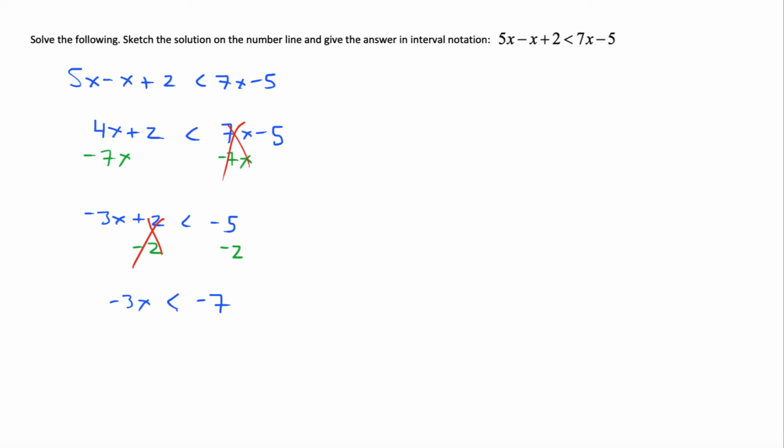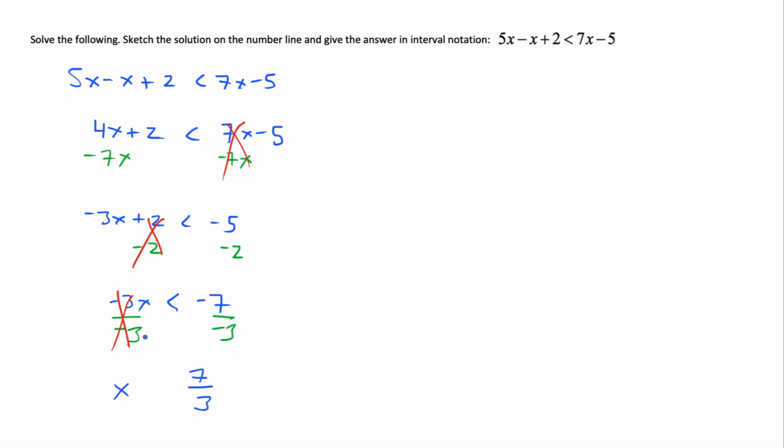Now for the last step, to isolate x, I need to divide both sides by negative 3. So when I divide by negative 3, we know that negative 3 divided by negative 3 is just equal to 1. That cancels out, so we are just left with x. That's good. Now on the right side, we have negative 7 divided by negative 3. We do end up with the fraction, so I'll just leave that as 7 over 3.